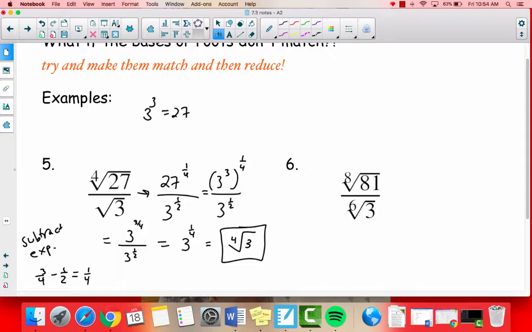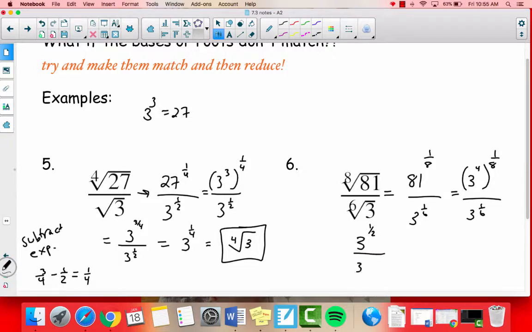Okay? Same concept applies for number 6. So let's go ahead and do that. I'm going to change them first to the exponential form because my index and my bases do not match, and that's going to get me 81 to the 1/8 over 3 to the 1/6. Now, can I make 81 have a base of 3? Yes, you can. 3 to the 4th is 81, and that's all going to be to the 1/8 power over 3 to the 1/6. And again, multiply my powers here, so I'm going to be left with 3 to the 4 times 1/8, which is 1/2, over 3 to the 1/6.